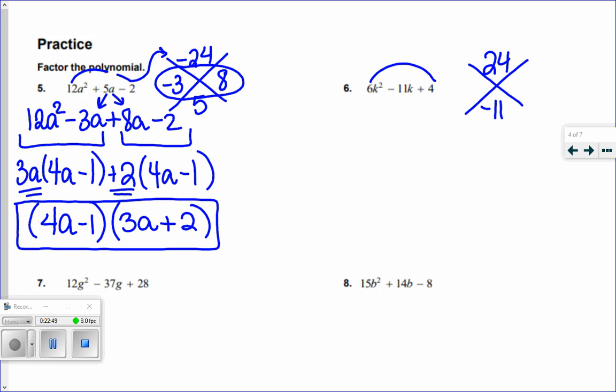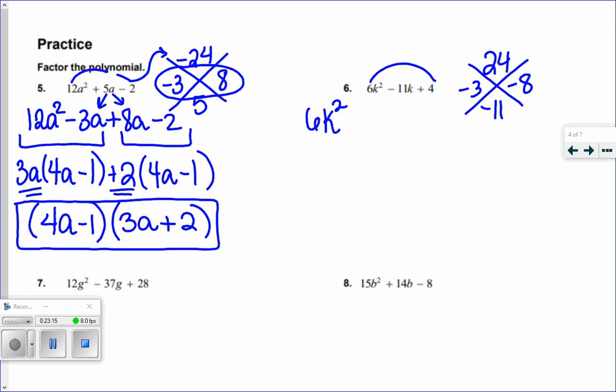Well, if I just did number 5, I might catch this pretty quickly. It's going to be this time a negative 3 and a negative 8. So the same digits, but both of them are negative. That would produce a positive 24 like they want, but then combined to a negative 11. And as soon as I find those two magic numbers, I'm now going to just rewrite the polynomial we started with, but I'm going to split up the middle term.